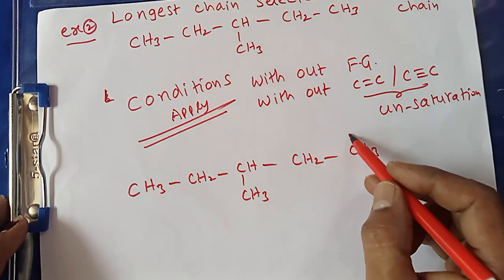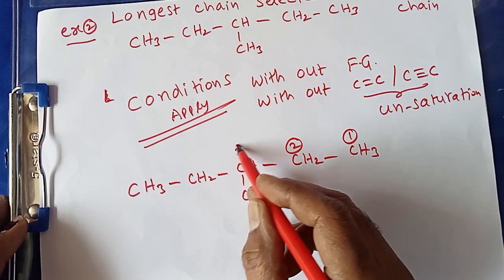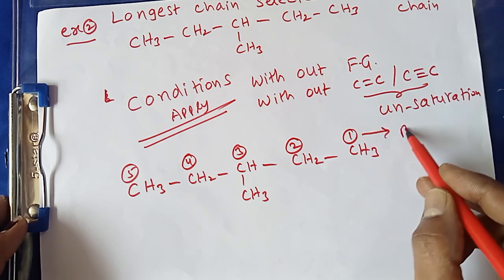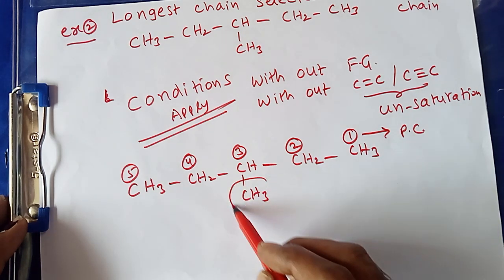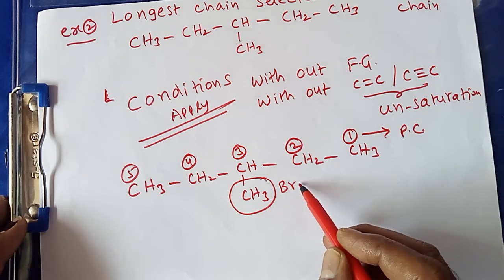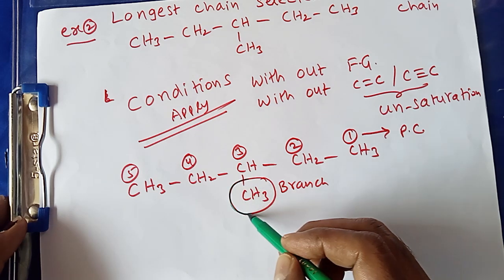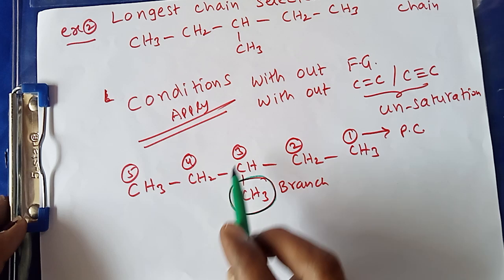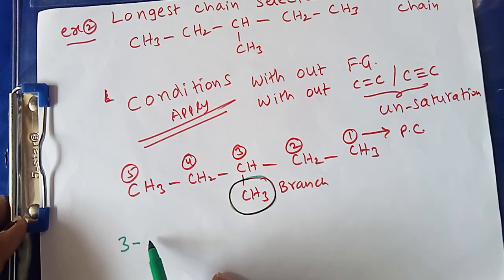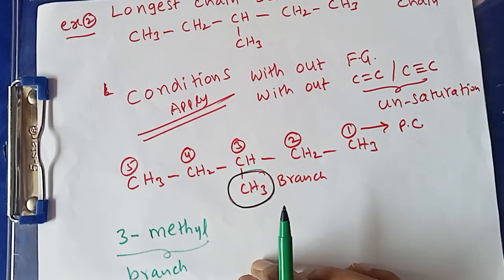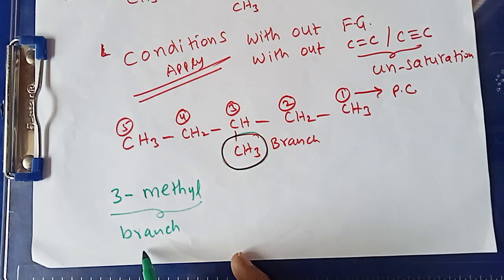So very simple: 1, 2, 3, 4, 5. This is the parent chain, PC, the full form is parent chain, and this is treated as a branch. For explanation purposes I make it green here. This branch is at the third carbon, so 3-methyl, the branch name first. It is a branch, and we already discussed branches: it is a secondary prefix.